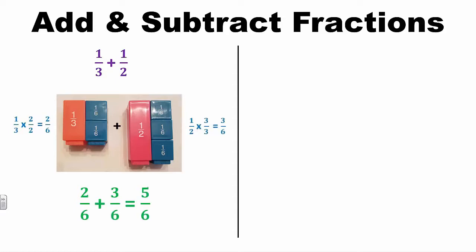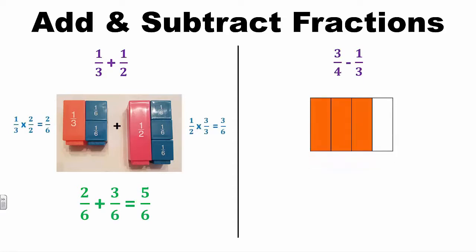Let's look at a subtraction example. 3/4 minus 1/3. The model shows 3/4. If we multiply the denominators, 4 and 3, we know that 12 is a common denominator. 3/4 is equal to 9/12, and 1/3 is equal to 4/12.